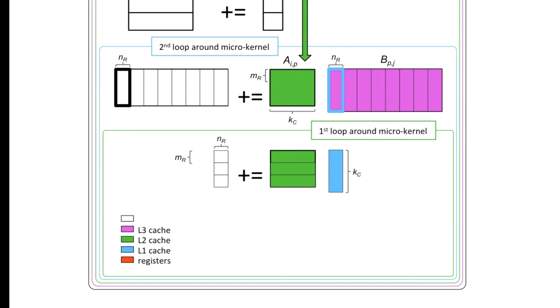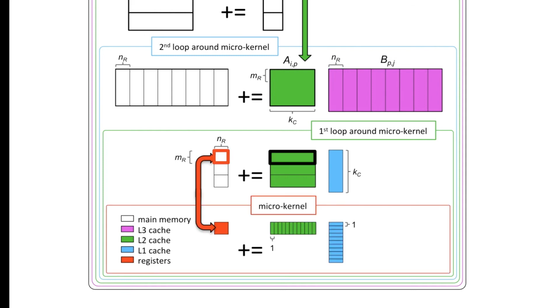If we now look at one of those block times micropanel multiplies, we remember that we will want to orchestrate this by partitioning the block of A into micropanels, little row panels, and partitioning the micropanel of C into microtiles and looping over those. And notice now that that micropanel of B is reused multiple times, once for each of the micropanels of the block of A, and therefore we would like to keep that in one of the caches, and it's conveniently sized so that it can remain in the L1 cache.